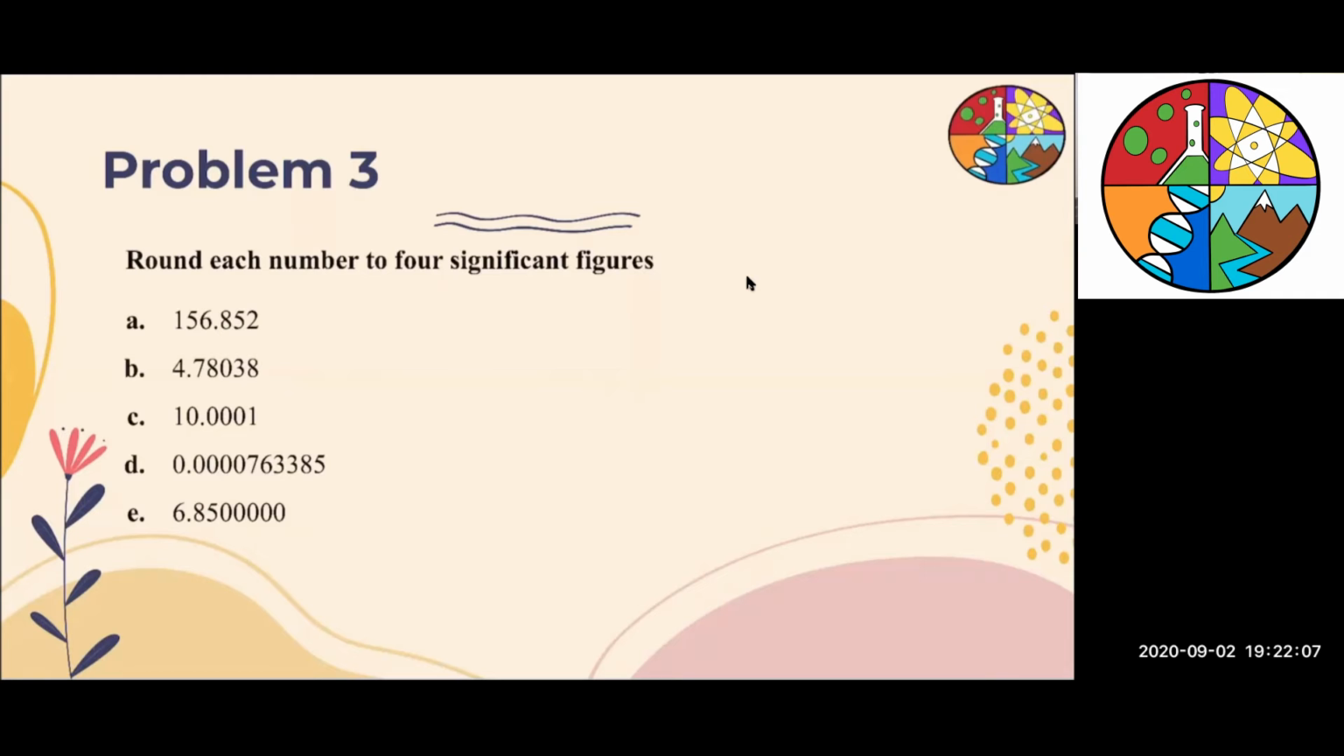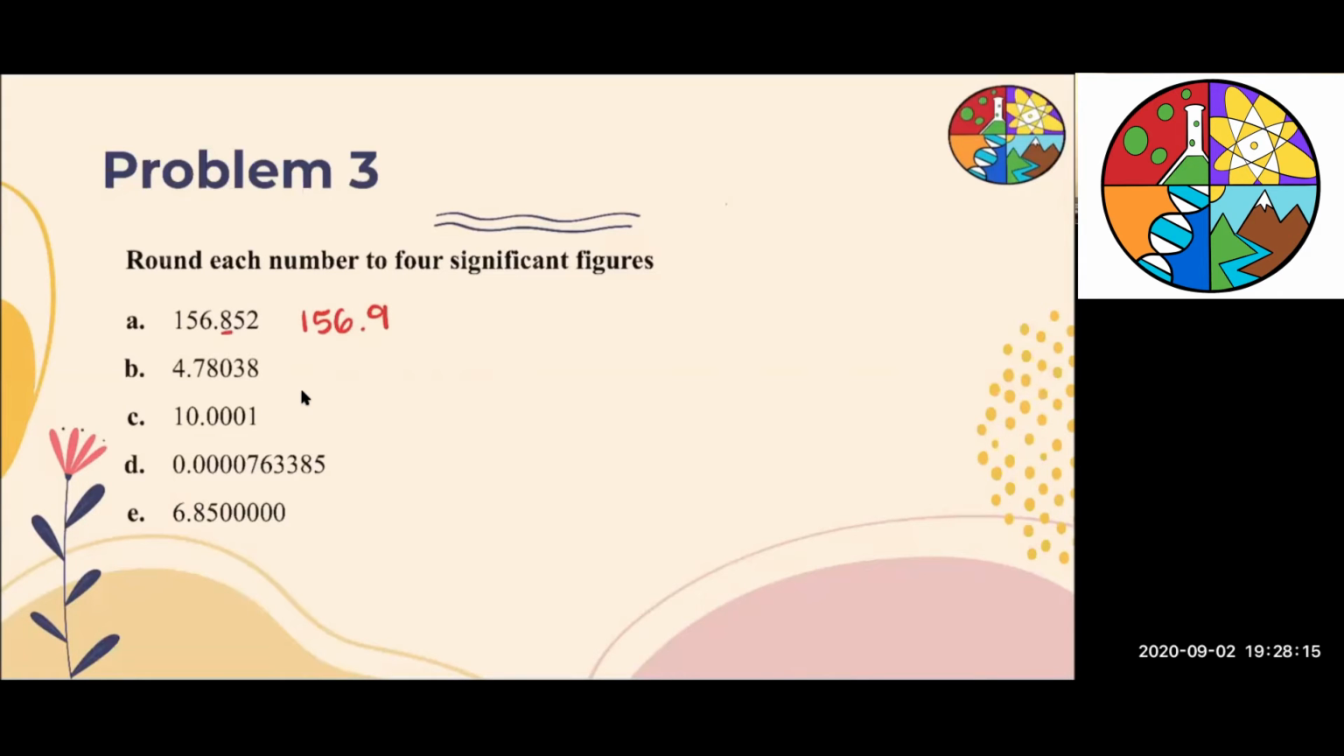You guys are going to round each number to 4 significant figures. Okay, so we'll go same as earlier and go down the line. Group 1, can you guys tell me what you rounded your A to? I got 156.9. Okay, 156.9. Yeah, that's right.